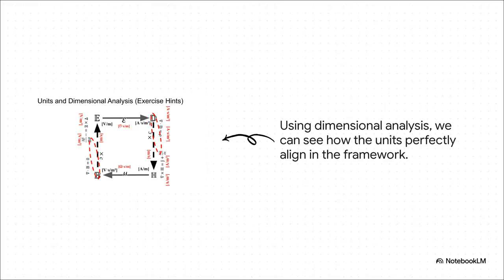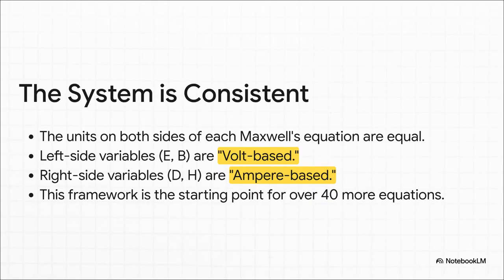And here's where our Trinity memorization strategy really pays off. Remember that third piece, dimensional analysis, checking the units? Well, now we can apply it. We can literally trace the units all the way around this EDBH loop through every single equation. And when you do, you find that the system is perfectly, flawlessly consistent. The units on both sides of every single one of Maxwell's equations match up.